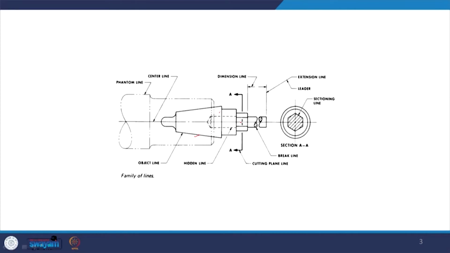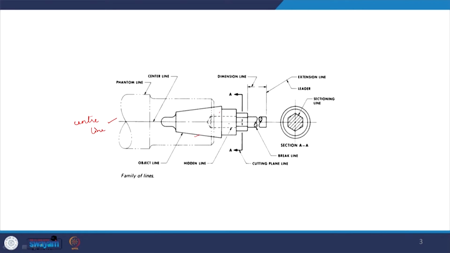Now, this object is symmetrical about this center line. If you see, there is a long dash and a small dash, then a long dash and a small dash. This is the center line. So, we have a center line here about which the entire object is symmetrical.